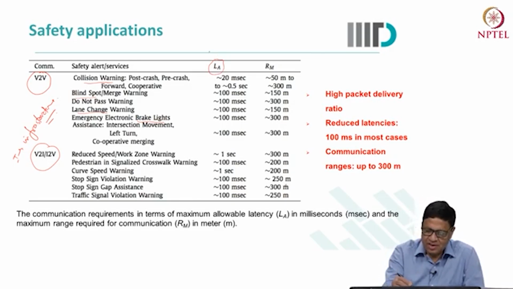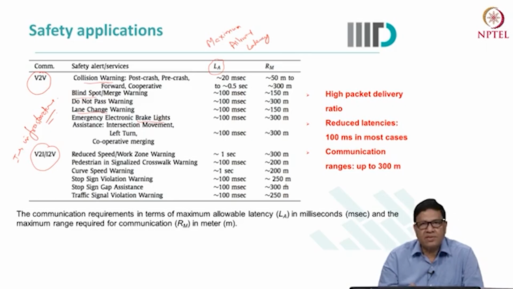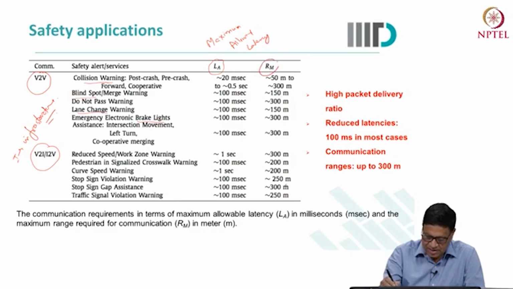So this is maximum allowed latency. You need to process this information within this time. And this column actually tells you what is the maximum range required for communication. Maximum range required for communication.